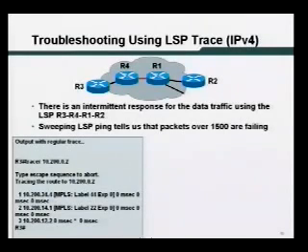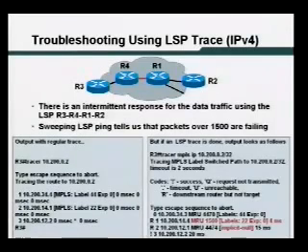I do a regular trace here. It does give me some information on the MPLS label, but it doesn't tell me where the problem is. I do an LSP trace. I know exactly where the problem is. I know that between R4 and R1, I have a wrong MTU. The MTU is 1500. So with just one troubleshooting step, I know where the problem is.